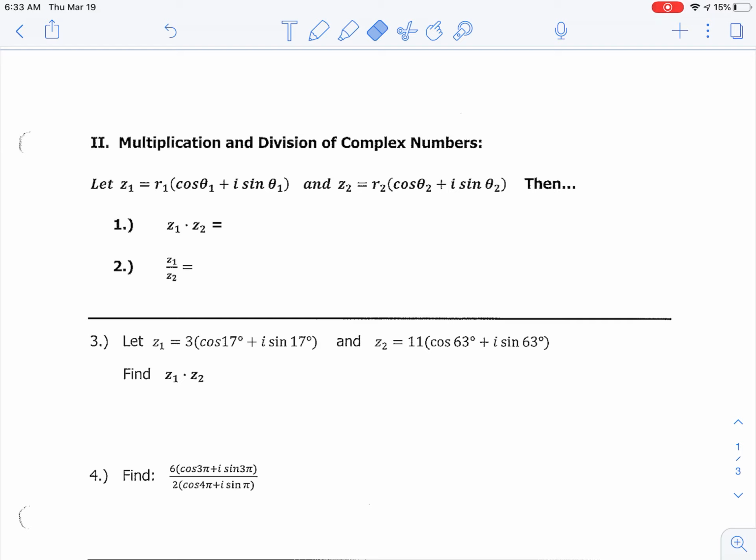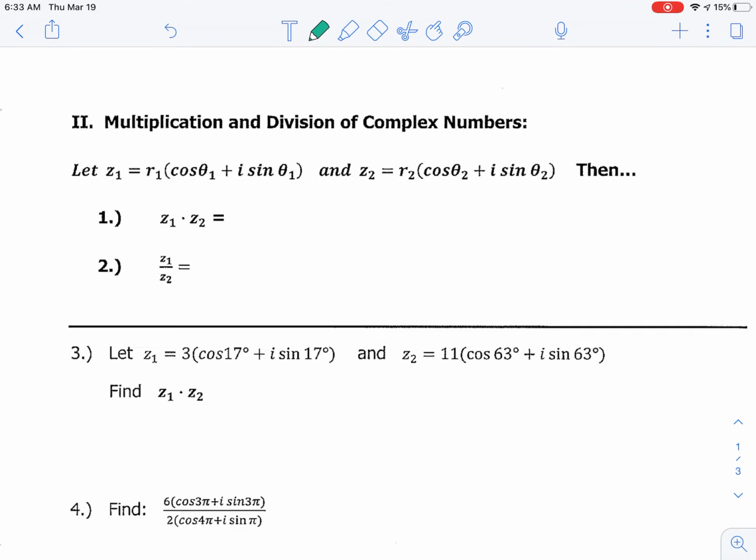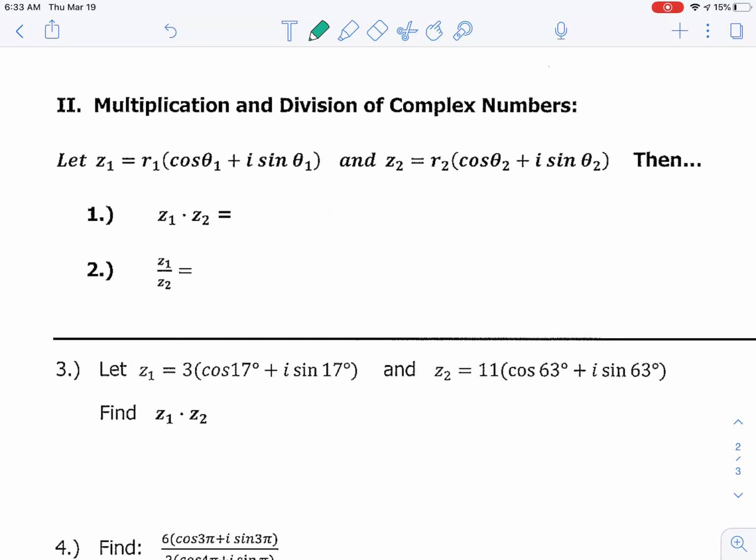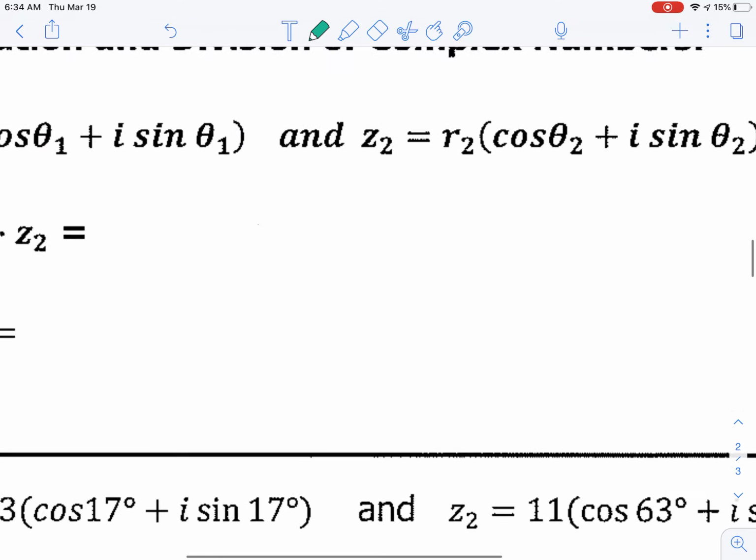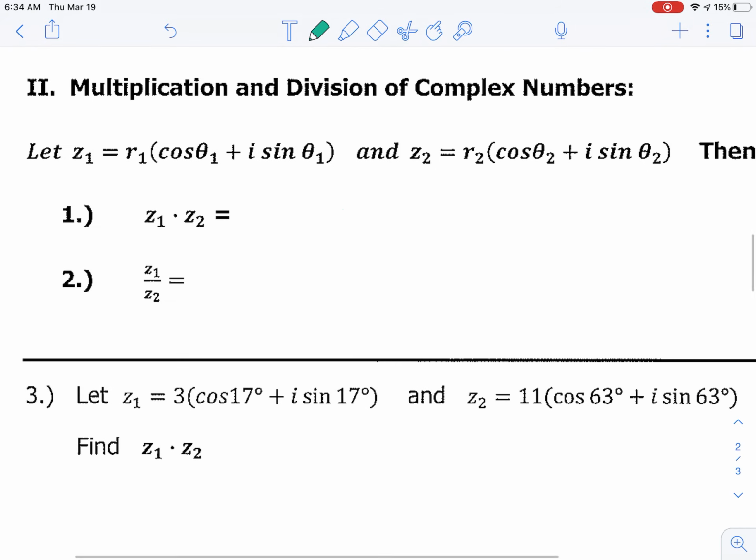Let's move. So on the back side of the notes, we're going to do some operations with complex numbers, but we're actually going to use this trig form to help us with the process. You'll see on the back side of the notes that there are two numbers being represented in trig form. So we have the z sub 1 and z sub 2 to represent those two different numbers.